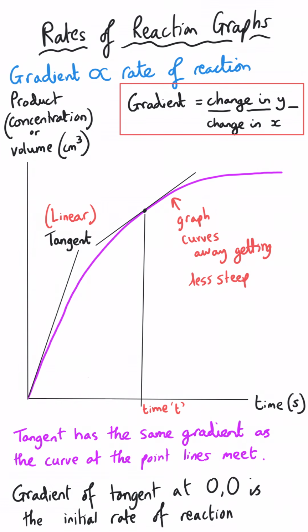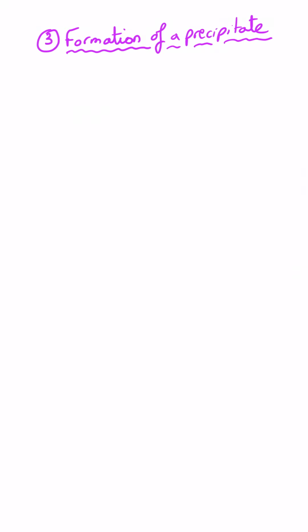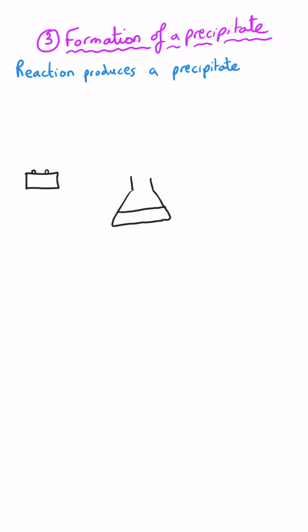And then we calculate the gradient by doing the change in y divided by the change in x. And because the units on the y-axis are cubic centimetres and the units on the x-axis are seconds, the units for our tangent will be in centimetres cubed per second, just like the units of rate of reaction that we've already looked at. Another way of measuring the rate of a reaction is if this reaction produces a precipitate.